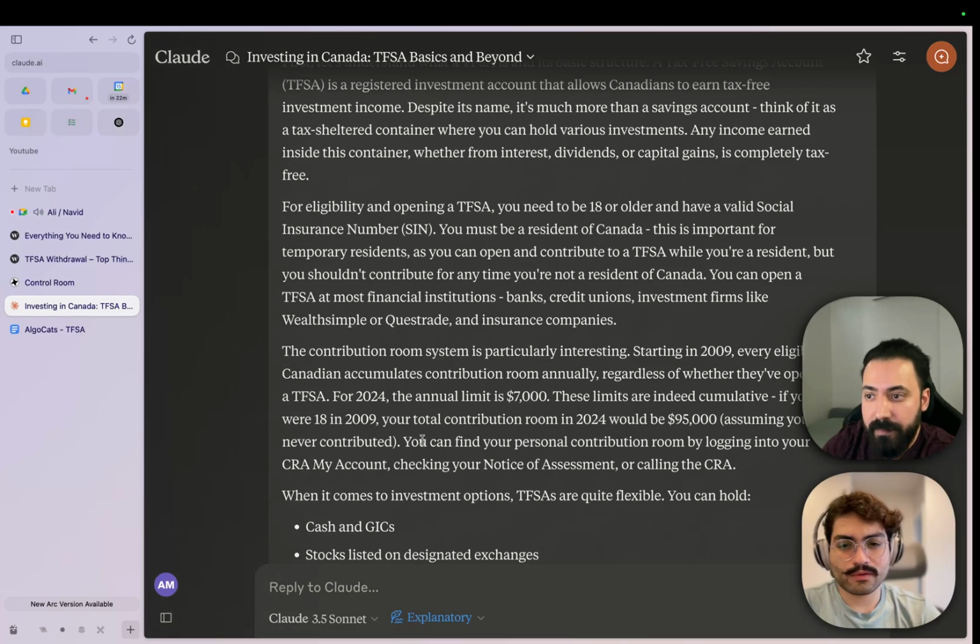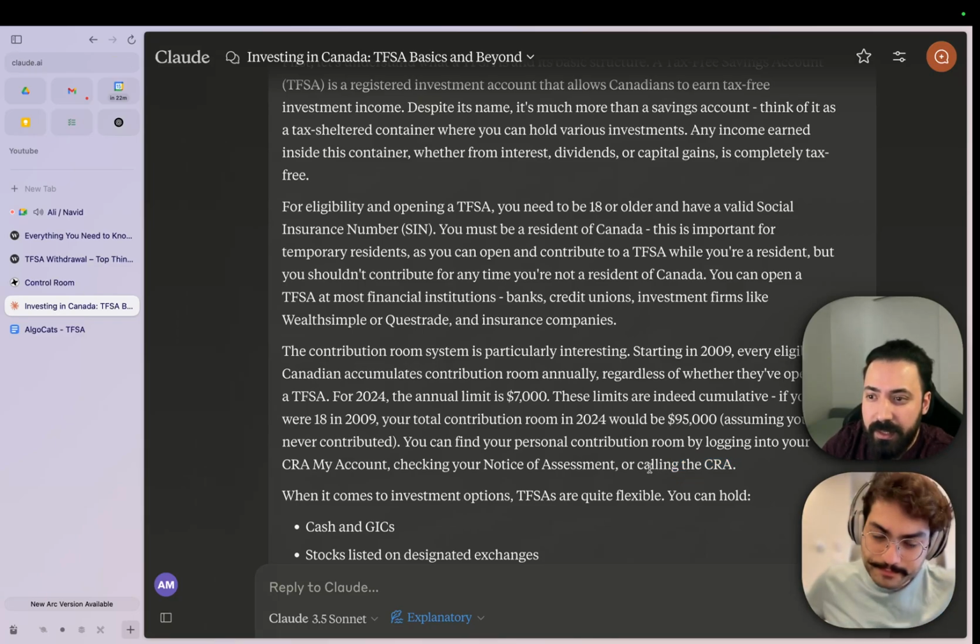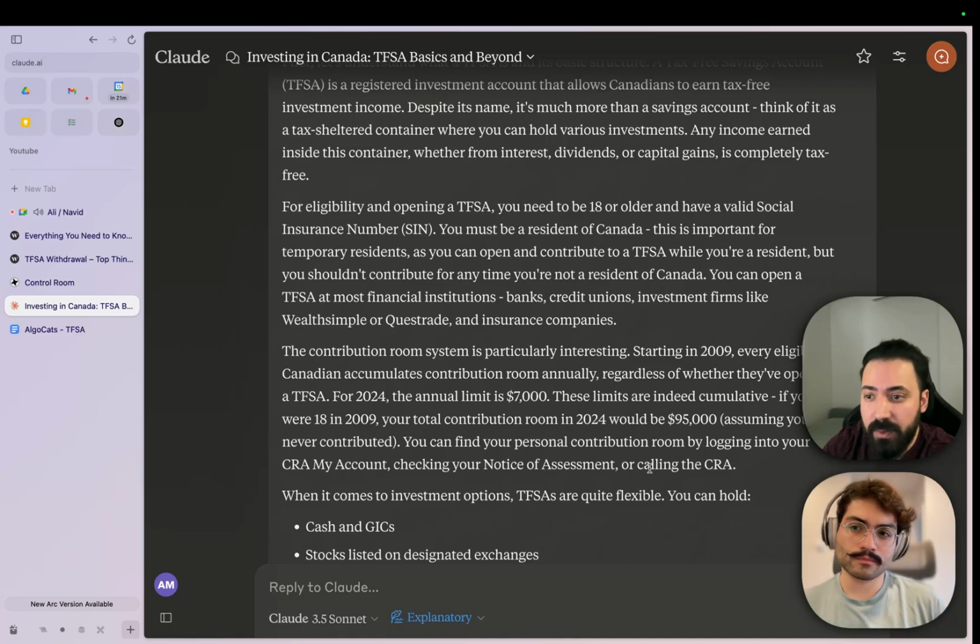Correct. There's a personal contribution room. You can log into your CRA account and check your notice of assessment to get this, or by calling CRA. Probably this is the case if it's your first year of filing tax and you don't yet have last year's notice of assessment. I can call them and ask. Yeah, usually when you file your taxes, you must open an account on the CRA website, and then you can usually get this kind of information from CRA's website. Got it.